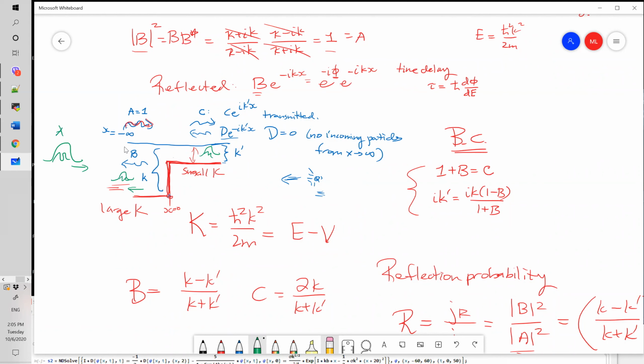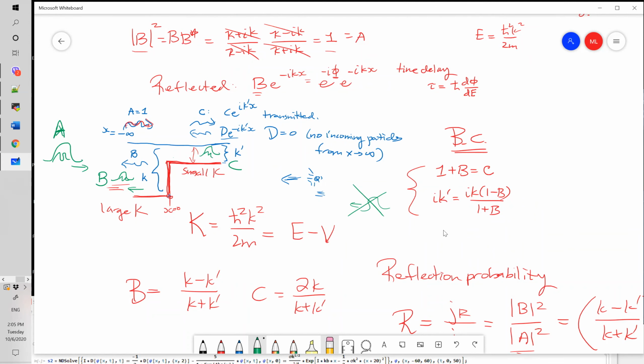So this is A. That's how we interpret the A portion of the solution. This is the B portion of the solution, and this is the C portion of the solution. There's no D, because D would correspond to a wave packet out here coming in. So there's none of that. Okay, so C represents transmission. Yeah, C is transmission.